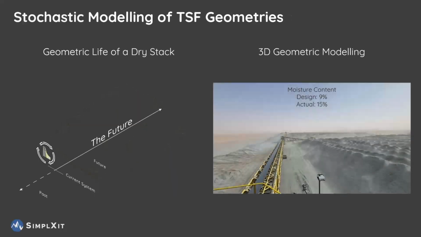Now, that's the modeling of a TSF geometry. We will be talking about stochastic modeling of a TSF geometry. For this, I'll illustrate it with an example from a dry stack. A dry stack is one type of construction that has very high solid contents. In this specific example, the actual site had a design with a moisture content of 9%, but in reality, it had a moisture content of 15%, which means that the slope kept on varying and it was behaving more like lava than an actual dry stack. So we could do that modeling.